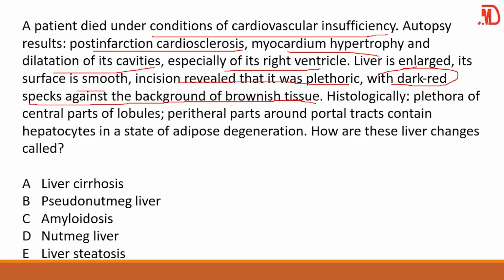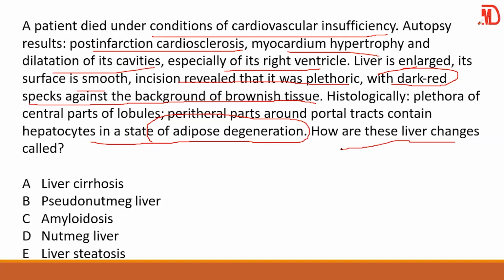But look at something over here, histologically. They said the hepatocyte is in a state of adipose degeneration. And what are these liver changes? That means the question does not have to do with the heart. The question wants to talk about the liver. So what is happening in the liver? Here we have what we call a congestive hepatopathy. That means congestive liver disease, also known as nutmeg liver.